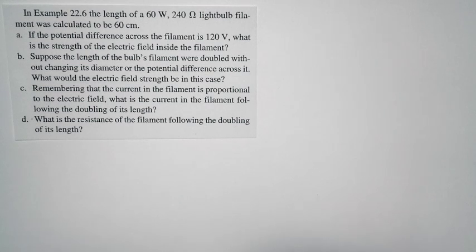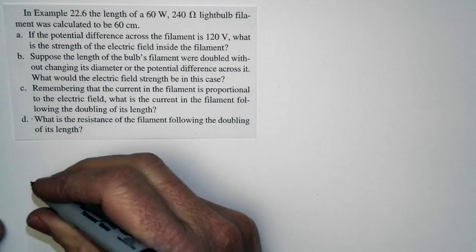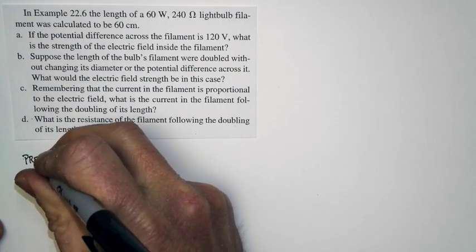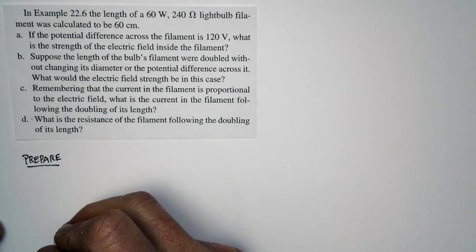This question is about a light bulb filament, but we want to look at the electric field. We want to look at the motion of charges inside the light bulb filament. And for starters, what we want to do is just sketch a picture. Okay, so we imagine we've got a light bulb filament.